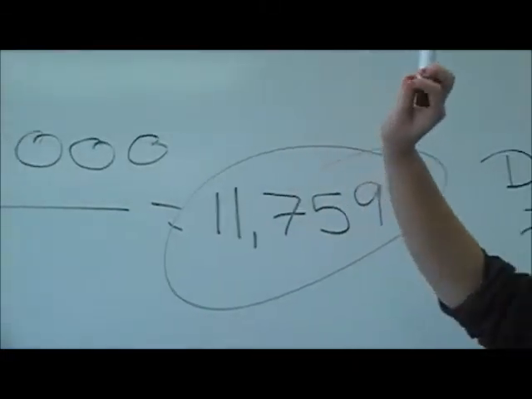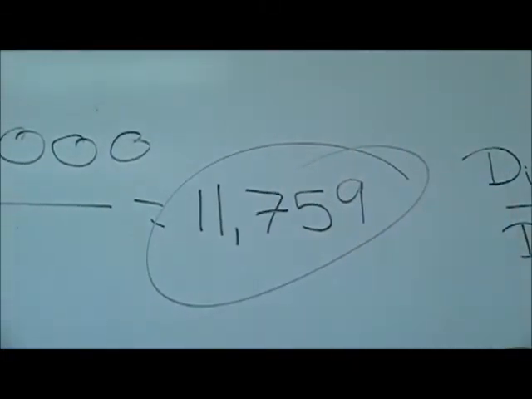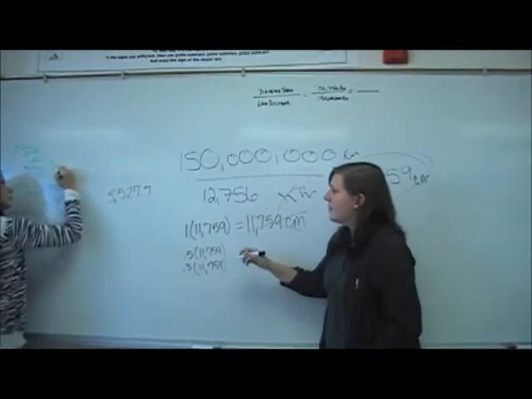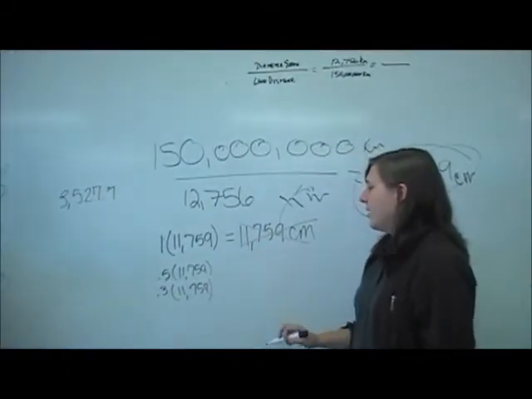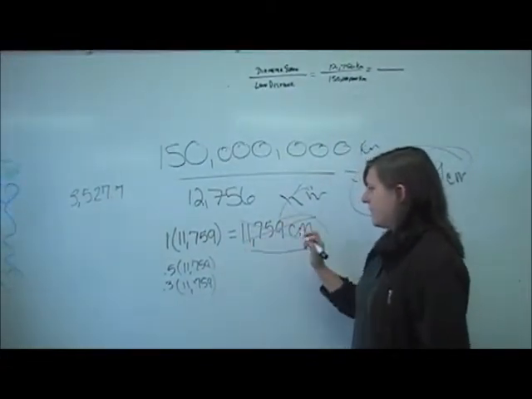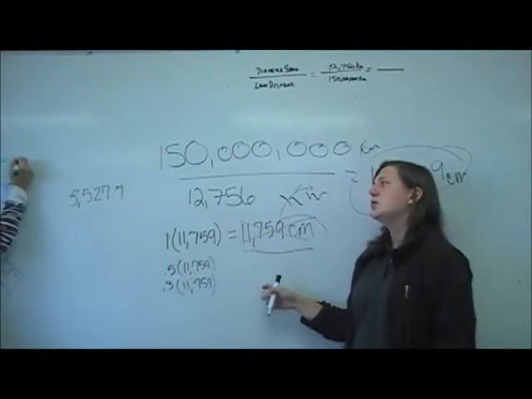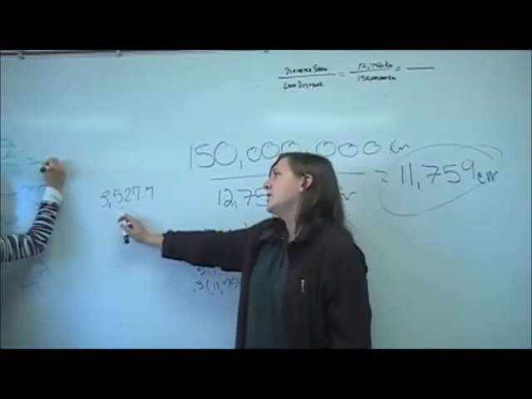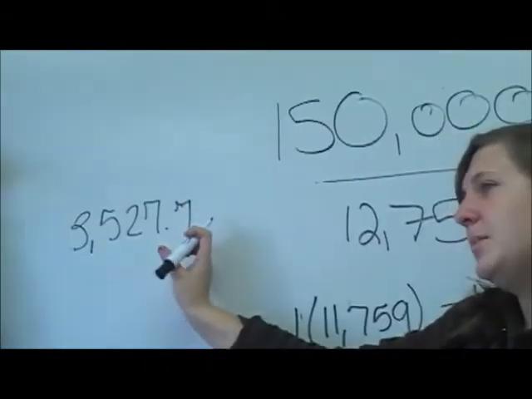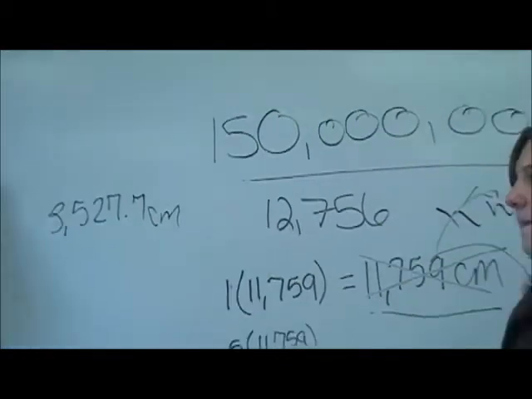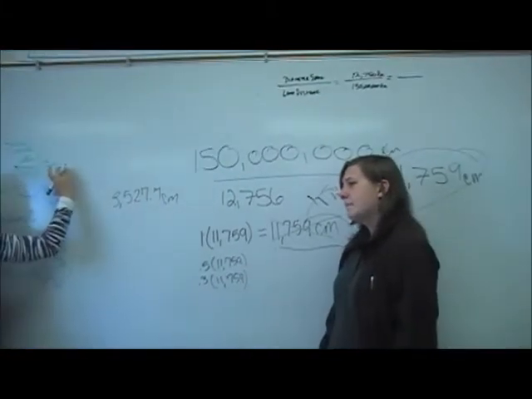11,759. And we did test and check. The numbers gradually got smaller. We took this number and we tried to compare it to the hallway length, which is 3,527.7 centimeters. 11,759 is the distance between.